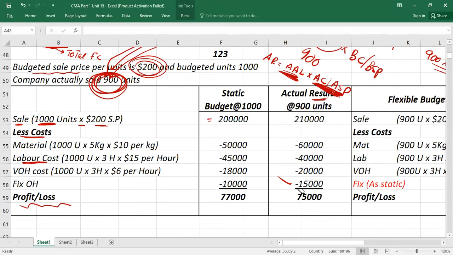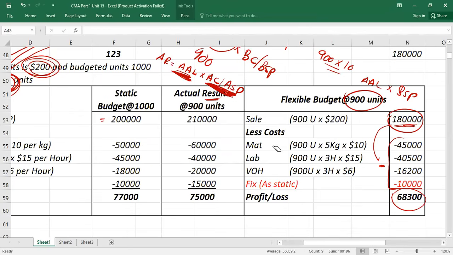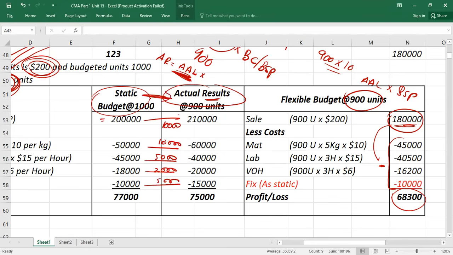I'll take the difference of the static budget and actual results. I'll compare these values. For example, here the variance is 10,000. Is it favorable or unfavorable? I'll explain later. Here the variance is also 10,000. Here the difference is 5,000. Here the difference is 2,000. Here the difference is 5,000. Understood? So these are static variances when you compare the static budget with the actual results.